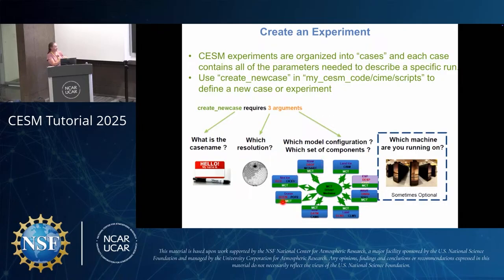CSM has several different components, and the configuration of which ones are active, stub, or data describes the compset. And then you can optionally describe which machine you're running on. For the NCAR machines, we have some behind-the-scenes setup so that it figures out which machine it's running on automatically. But if you take this back to your home institution, you might have to specify which supercomputer you're running it on so that it knows how to set it up.